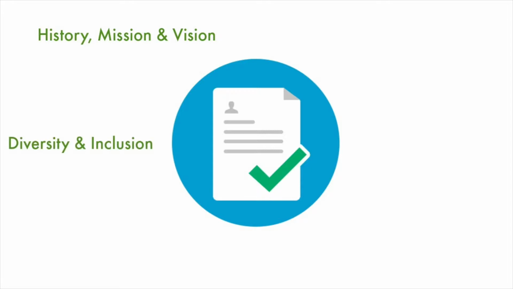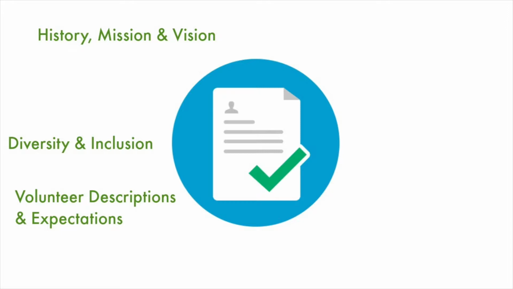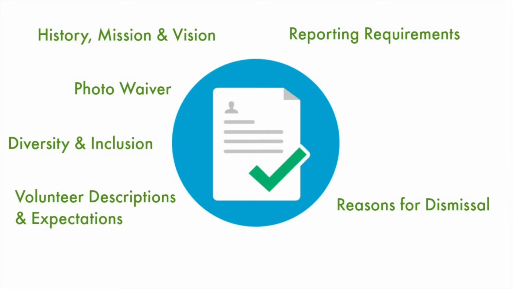Diversity and inclusion. Volunteer descriptions and expectations. These expectations are really designed for those capacity building volunteer opportunities. You could also develop these with the volunteer. Reasons for dismissal. A photo waiver for all social media platforms. Reporting requirements. An example of this might be timesheets. Reimbursement. The most common form of reimbursement for volunteers is travel reimbursement.